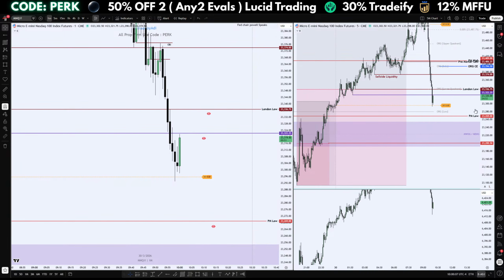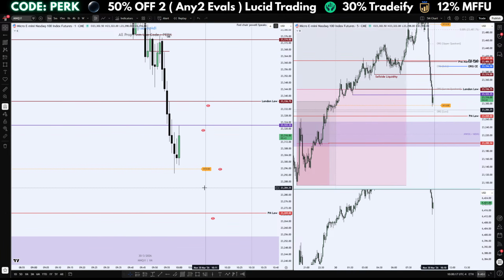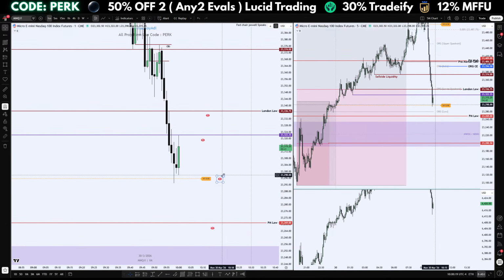The 10 o'clock candle has opened up, and we're finally getting a reaction from the midnight, but I don't think this is the stop. Yeah, for me there is no trade.